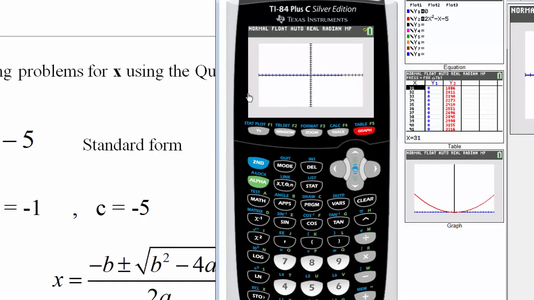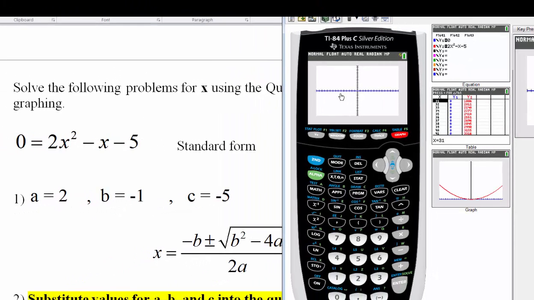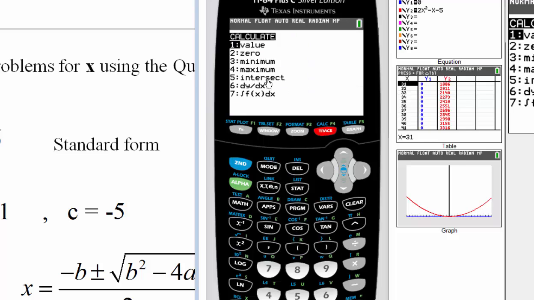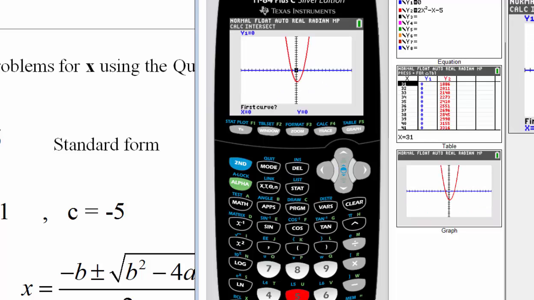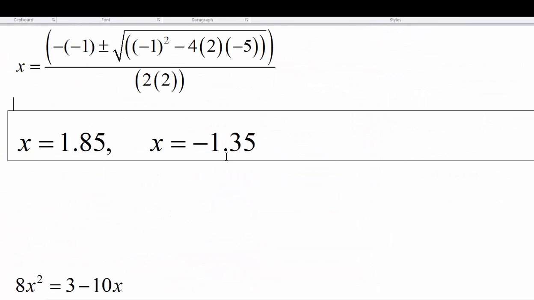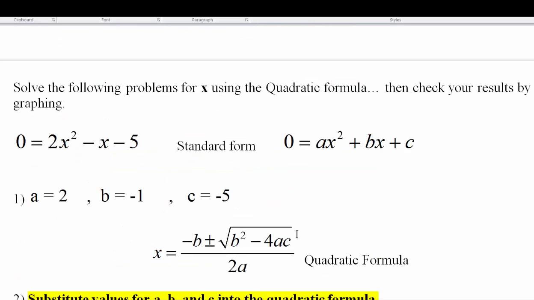Okay, so let's see if we see the intersection. All right, so here's y equals 0. That's this blue line. And on the right side, the 2x squared minus x minus 5 is the red line. And the intersection is what we're looking for. So I press second and trace number 5 for intersection. And I press enter, enter, enter. And it says my intersection happens at -1.35, which is what we found down here, -1.35 as one of our solutions.